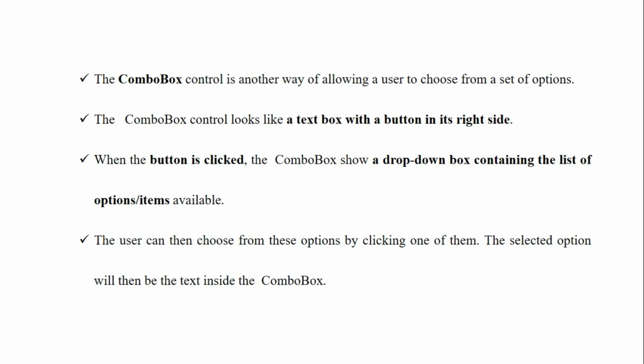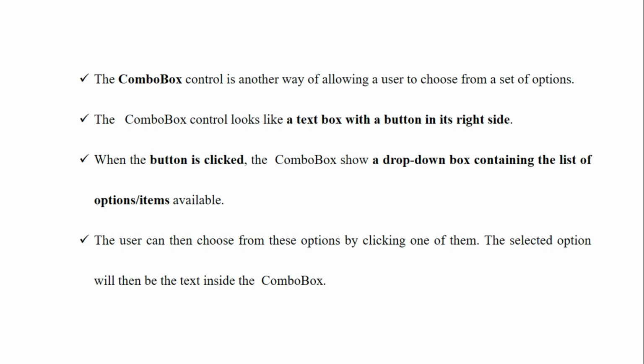One thing you have to remember about the difference between list box and combo box is, in list box all the items are displayed at the same time, and in combo box only the one item which the user has selected is displayed at one time. The second difference is, in list box we can select multiple items, but in combo box we can select only one item. So this is the difference between list box and combo box.